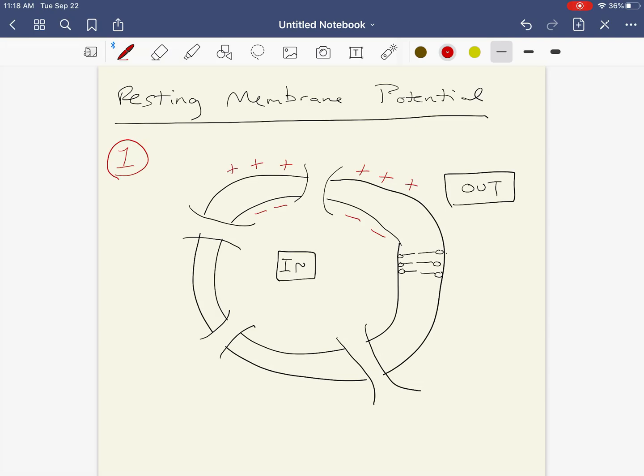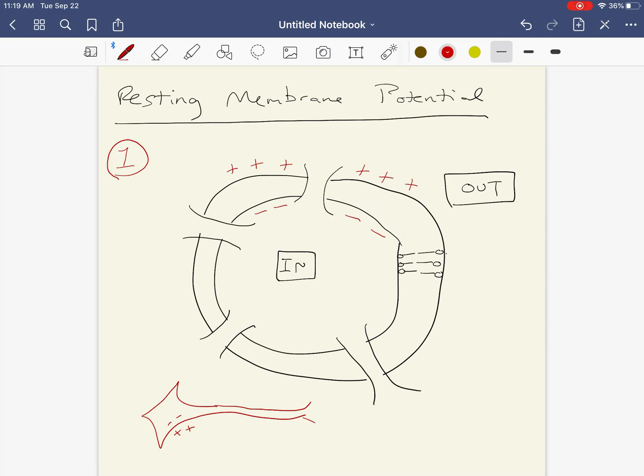So the best example of this would probably be a nerve cell. We know what a nerve cell looks like, right? Kind of looks like a kite and has a long axon. Well, the inside of a nerve cell, or any cell, is negative compared to the outside. And we're talking about this at rest. So at rest, when a nerve cell isn't even doing anything, this nerve cell is not conducting a nerve impulse, it's just at rest. At rest, cells have a negative charge on the inside.